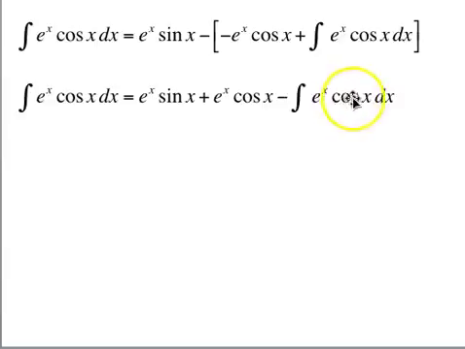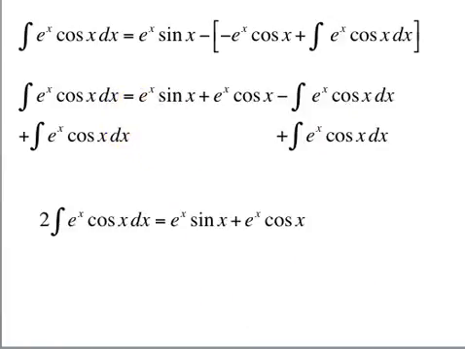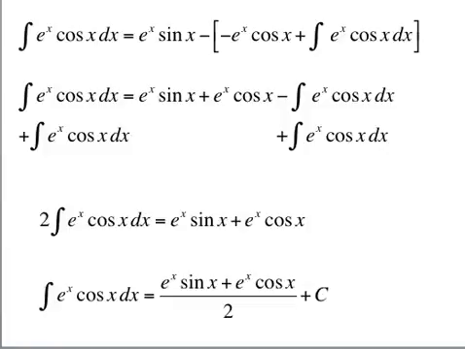But notice, integral of e to the x cos x dx on this side, e to the x cos x dx on this side. Let's add the integral of e to the x cos x dx to both sides. On the left side, I'm going to get twice the integral of e to the x cos x dx. On the right side, those cancel out, and I just have e to the x sine x plus e to the x cos x. And then divide both sides by 2, and don't forget to put a plus c at the end, and that is our final answer to that challenging question.